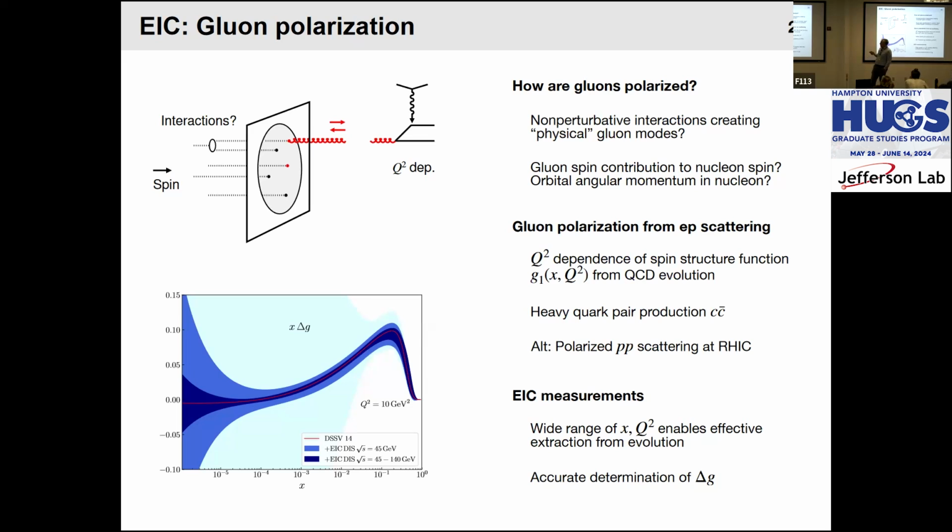The question is also connected to what is the gluon contribution to the nucleon spin, and that is indirectly related to the question of how much orbital angular momentum is there in the nucleon wave function. We'll get to that on the next slide. So the gluon polarization can be extracted from electron-proton scattering.